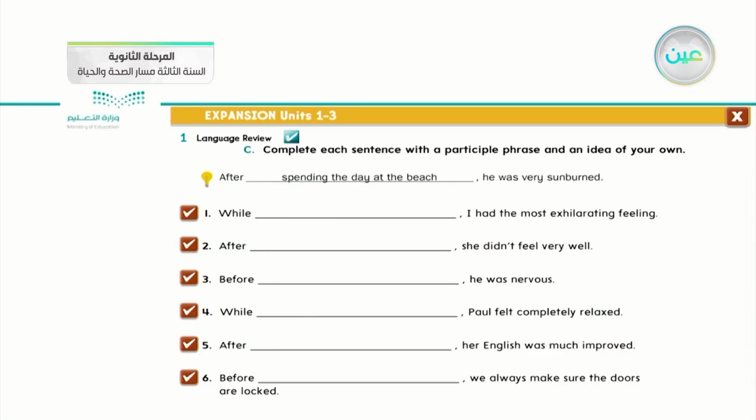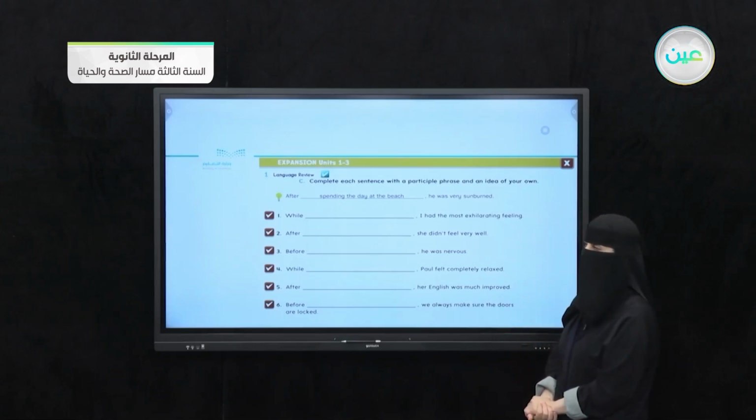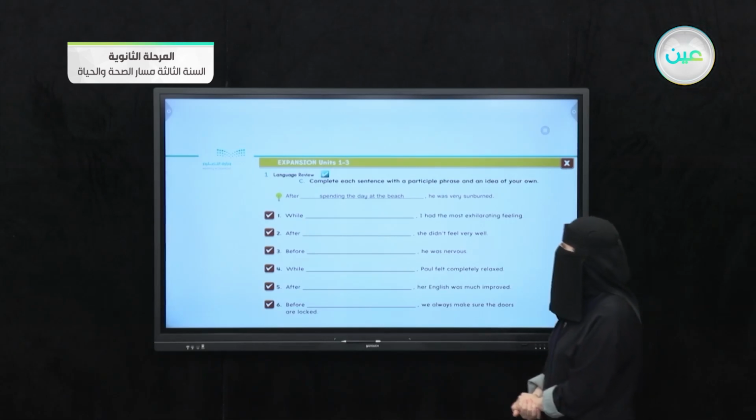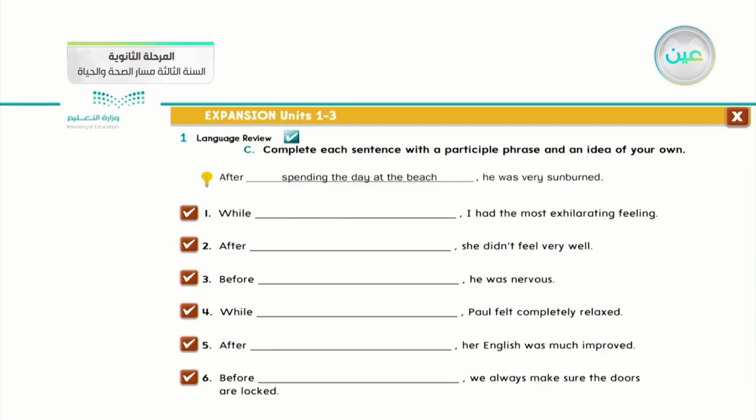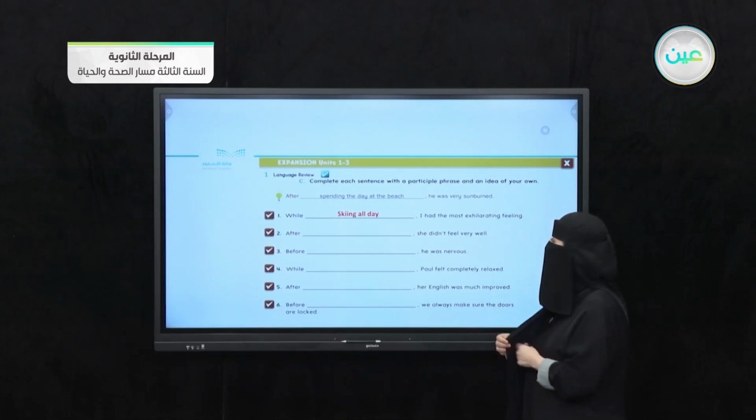After spending the day at the beach, he was very sunburned. So we reduce the adjective clauses and make them noun phrases by answering this question. While space, I had the most exhilarating feeling. So how can I apply this one with it? We will say skiing all day. While skiing all day, I had the most exhilarating feeling.